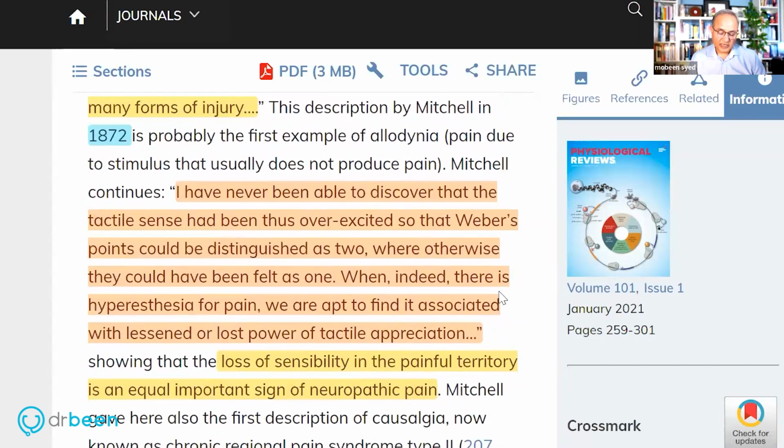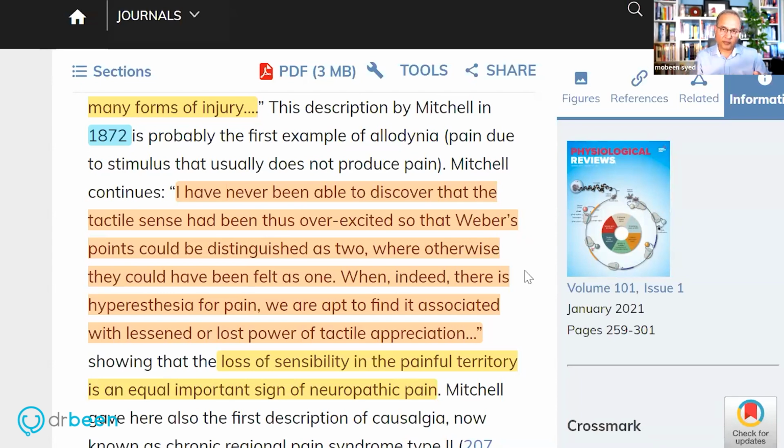This description by Mitchell in 1872 is probably the first example of allodynia. Then he says, I have never been able to discover that the tactile sense, the sense of touch, had been thus overexcited so that Weber's points could be distinguished as two. Weber's points are, when we do two-point discrimination, you bring two needles or two small toothpicks or something like that, or wools, very close to each other and touch the patient. And you ask the patient to keep their eyes closed and say, are these two touches or one?